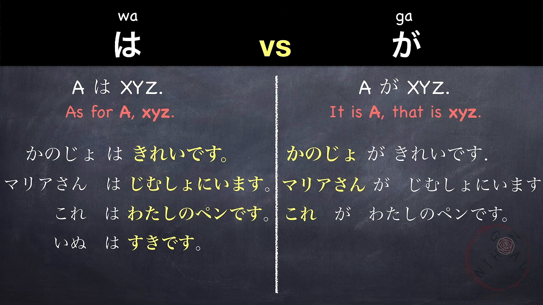Another example, 犬は好きです. Here, it is saying that as for dogs, I like them. 好きです. However, 犬が好きです. It's like saying that out of all the animals, it is dogs that I like. So you're focusing on the dog. 犬が好きです. Okay, I hope that's clear, the difference between wa and ga.